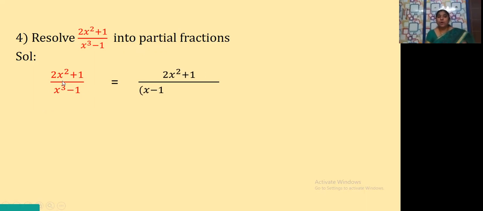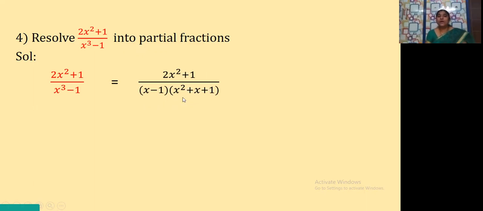So whenever any polynomial is given, we have to check whether the polynomial can be reduced or not. Because here, if you write this 1 as 1 cube, it will be in the form of a cube minus b cube. And then one is a linear factor and the other one is a quadratic factor.